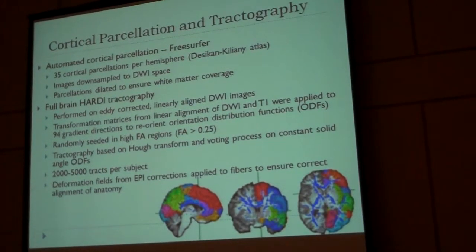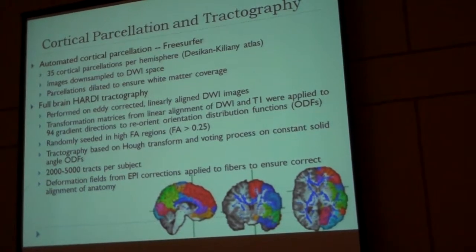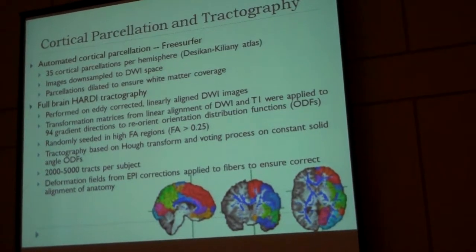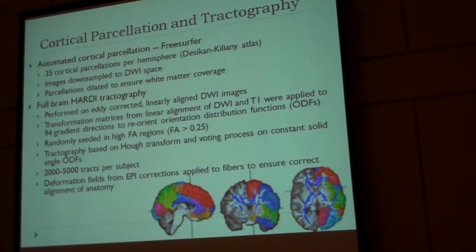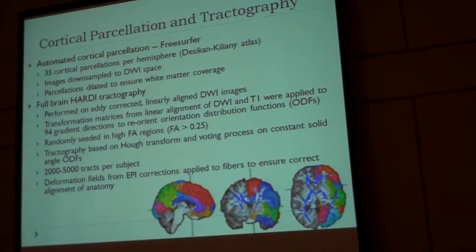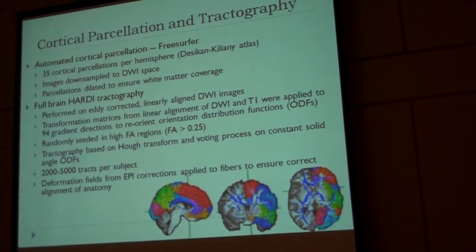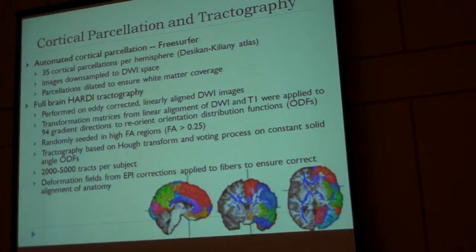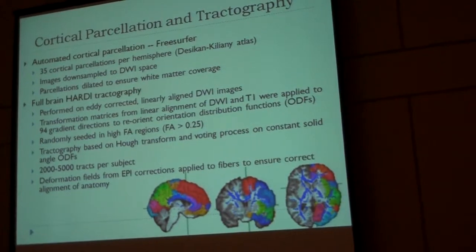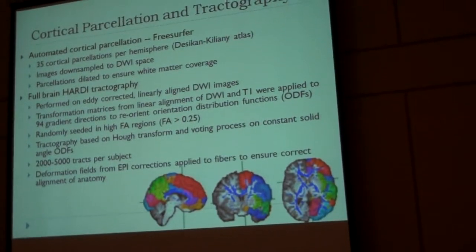For each of our T1 images, we extracted a cortical surface, parcellated it automatically using FreeSurfer to find 35 different regions in each hemisphere, and then downsampled these parcellations into the diffusion-weighted image space, and then dilated them. This is to ensure that fibers we calculate from tractography will intersect these parcellations. And then we calculated fibers in each of our HARDI images using a novel tractography algorithm, which resulted in 2,000 to 5,000 fibers per subject.